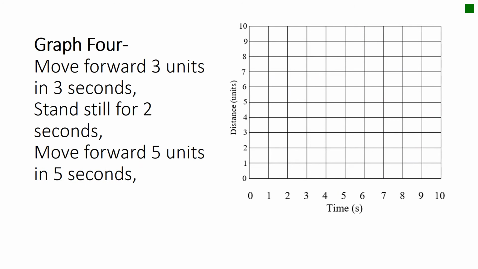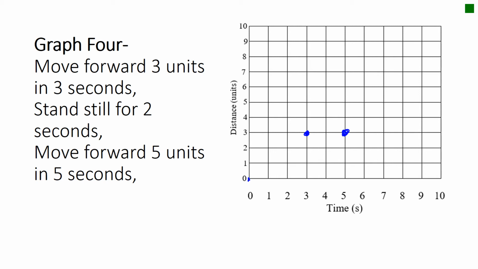All right, graph 4. So now you are going to be moving forward 3 units in 3 seconds. So that's this guy. So we're at 3, 3. You're going to stand still. What does that mean if you stand still? Okay, what that means is that you're not moving anywhere. You're not going back, you're not going forward. So if I stood still, my distance would stay the same. So I was 3, let's say, tiles away from my origin, and now I stood still for 2 seconds. How far would I be away from my origin? Well, I would still be 3 units away.